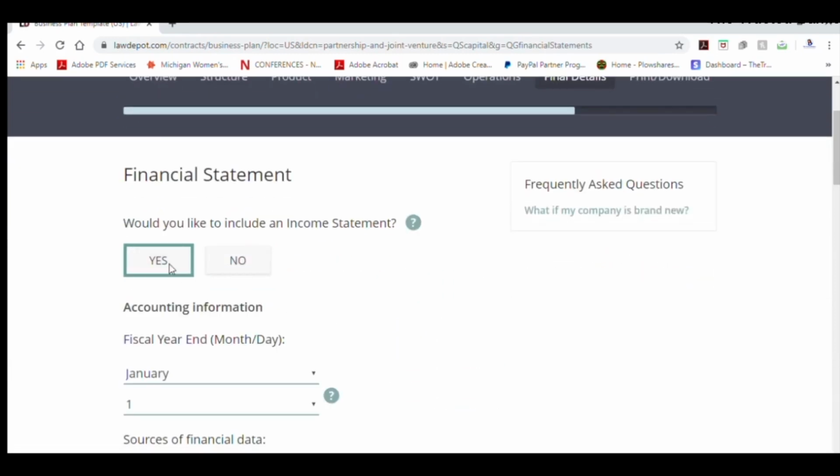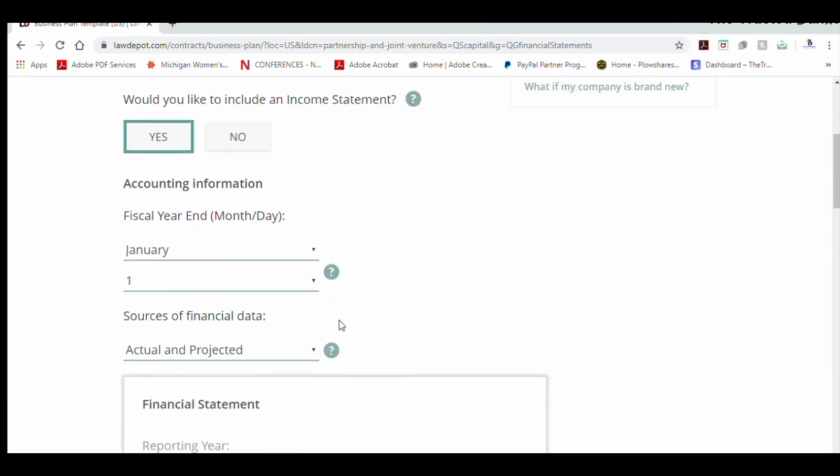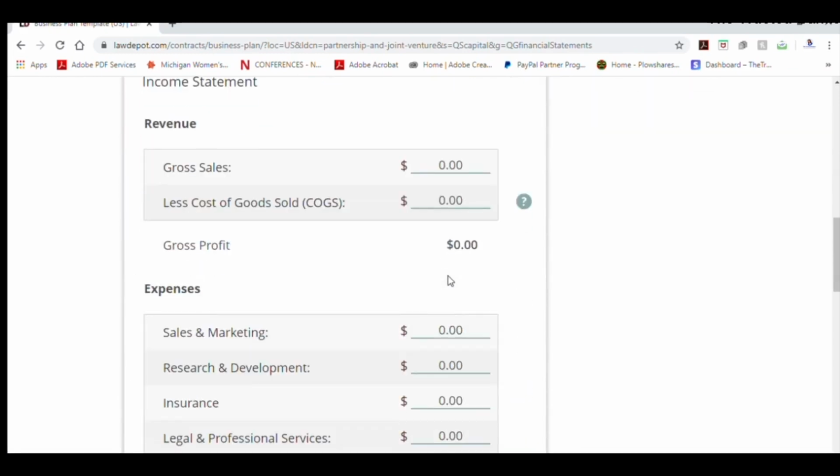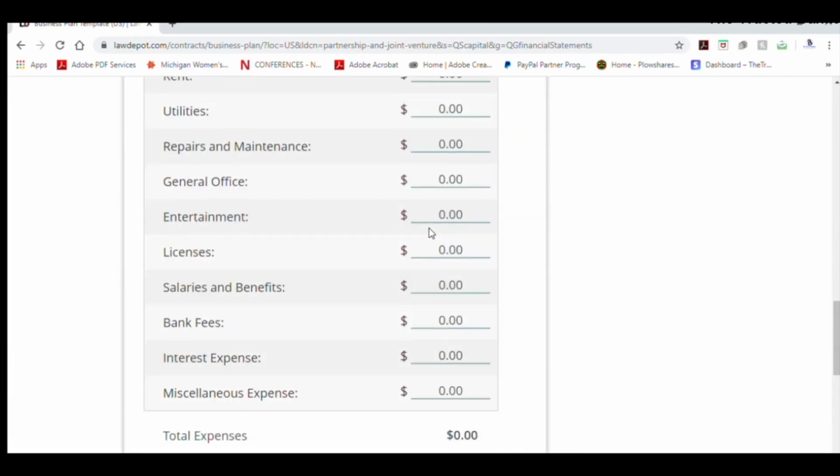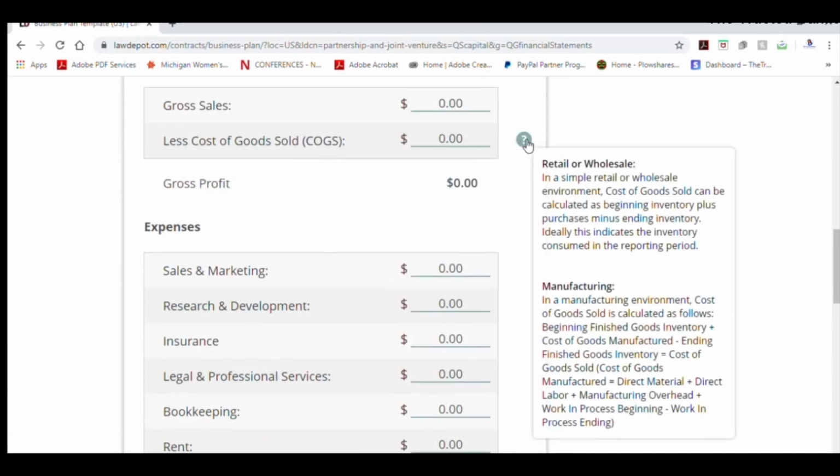And you definitely want to include a financial statement. And this I can help you with, building out the financial statement. I have templates for this. Oh, here's a good template. They have a template here as well. So this is good. So you can definitely input the information here.